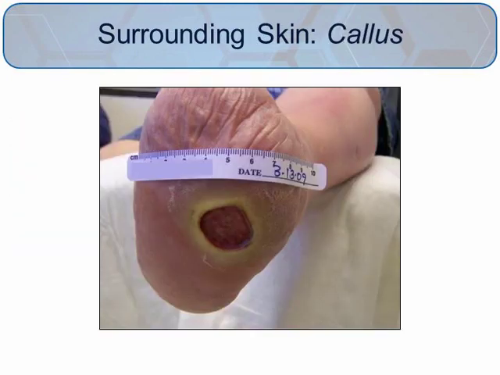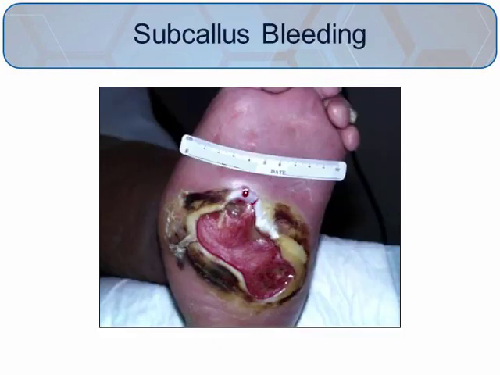Calluses, we kind of talked about that before. This is a very typical plantar ulcer on a diabetic who's had a transmetatarsal amputation, and very common to see that surrounding callus. Now, this is subcallus bleeding. So let's say you take that diabetic and you're treating them appropriately by off-weighting them. And they're using crutches, a wheelchair, and an off-weighting device. And they say they're staying off their foot.